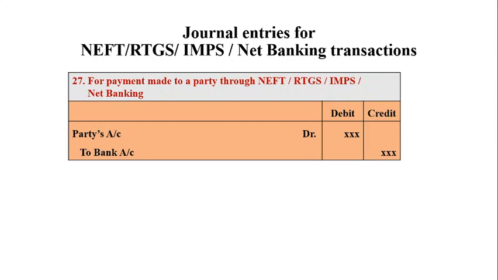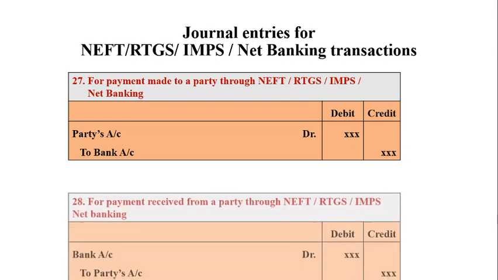27. For payment made to a party through NEFT, RTGS, IMPS or Netbanking, the journal entry is party's account debit to bank account, because the accounts involved here are party and bank. Both are personal accounts. Debit the receiver, namely the party, and credit the giver, namely the bank, and therefore the journal entry is party's account debit to bank account.